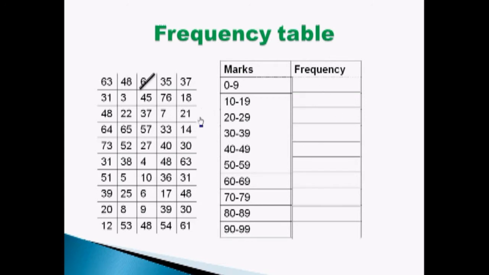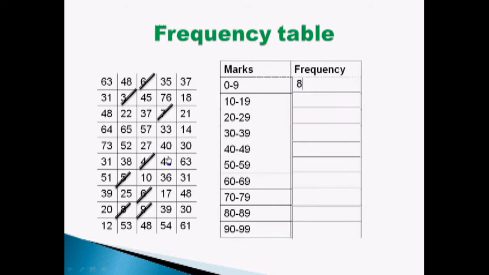One person got 6, 3, 7, 4, 5, 6, 8, and 9. So how many persons got from 0 to 9? That will be 1, 2, 3, 4, 5, 6, 7, 8. So 8 persons got from 0 to 9.